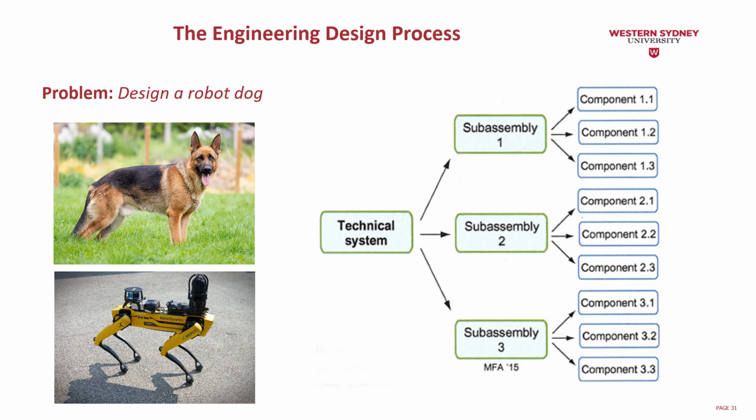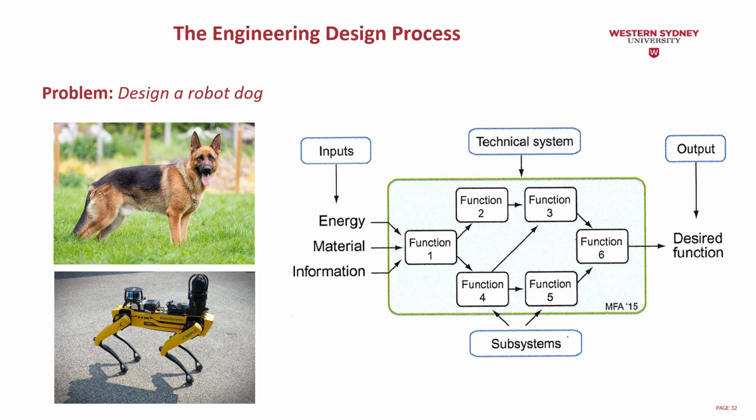So just a problem example about the design of the robot dog. We start with the technical system. We're going to check the sub-assemblies, the products, the components we're going to make, sub-assembly 2 and sub-assembly 3. We're going to decide what different components are going to make the different sub-assemblies to form the final product to be assembled.